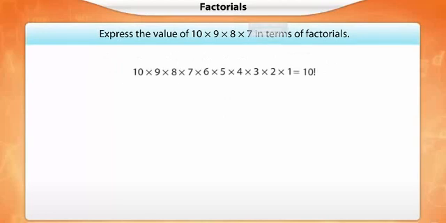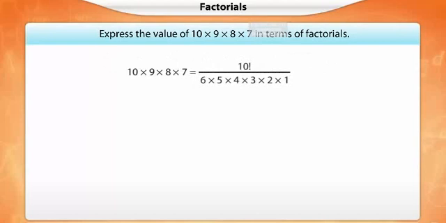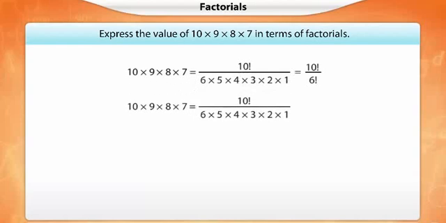Consider the expression for 10 factorial. On dividing both sides by the product of the first 6 natural numbers, we get the value of the given product as 10 factorial upon 6 factorial. If we were to further divide by the number 7 on both sides, we get the value of the product of 10, 9 and 8 in terms of factorial.